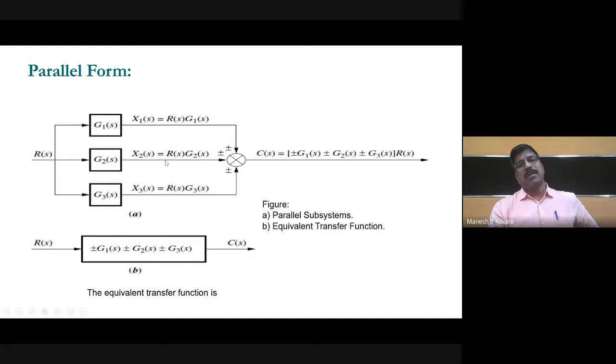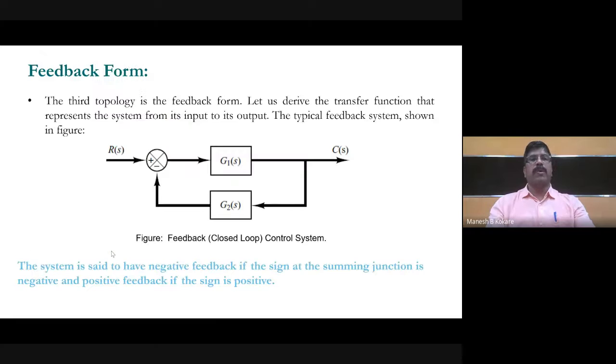So this is your original diagram. This can be reduced into a single block diagram having transfer function equal to the algebraic summation. So when two or more blocks are connected in parallel, then they can be reduced into a single block by just doing the algebraic summation of the blocks, right?